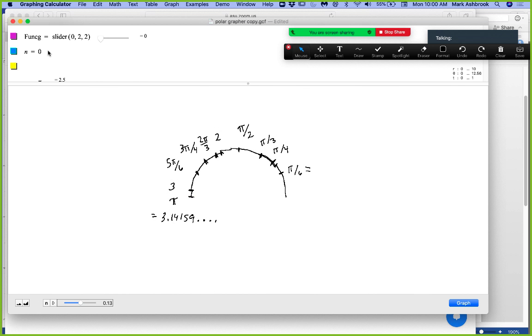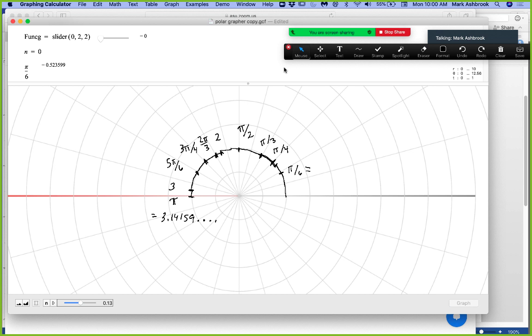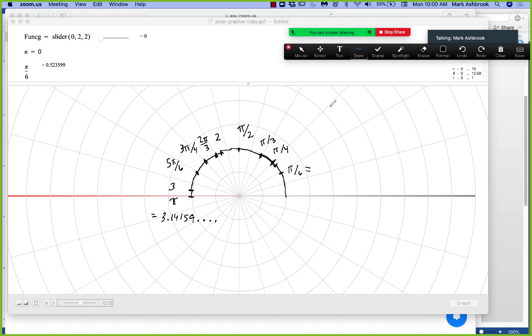So let's get a little better approximation than that. So pi over 6 is 0.523. So what does that number mean? 0.523. So pi over 6 is a number. It's not just a label for a spot. It's a number that means 0.523. And 0.523 what? What does that number represent?